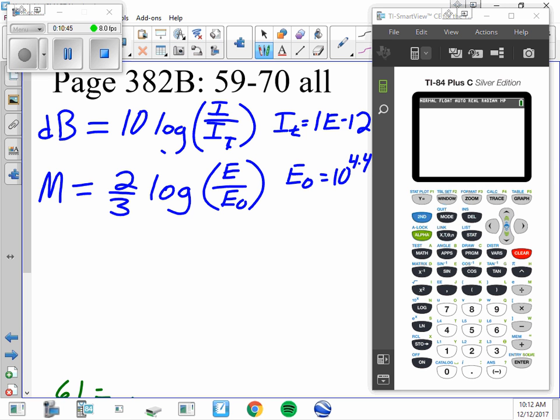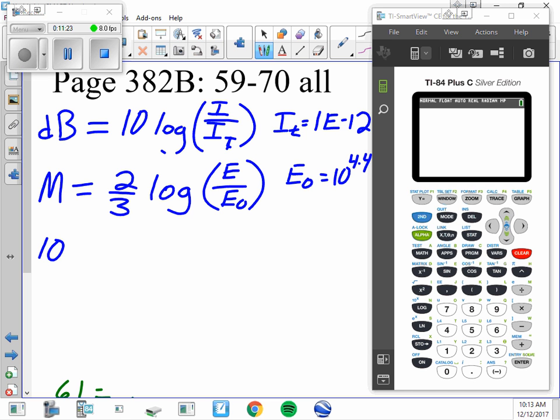So the magnitude is equal to 2/3 times the log of E, which is the energy released by the earthquake, divided by the reference energy, which is 10 to the 4.4. And 10 to the 4.4 is the smallest earthquake that you could feel. Just like in the decibel formula, 1e to the negative 12 is the softest noise that you could hear. Does that make sense?